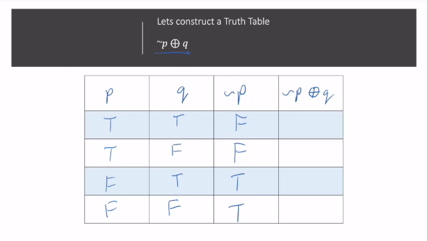Now, I'm looking at these two columns right here to figure out not P exclusive or Q. And remember, this is only true when both of them don't have the same value. So here I have false and true. That's true, because remember, exclusive or means one or the other, but not both. False and false, that's going to be false, because they both have the same value. True and true, same thing, false. And true and false, same thing, true.